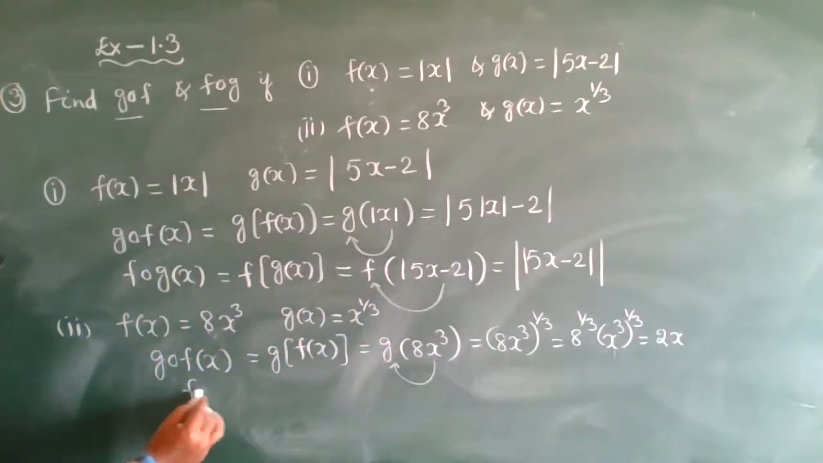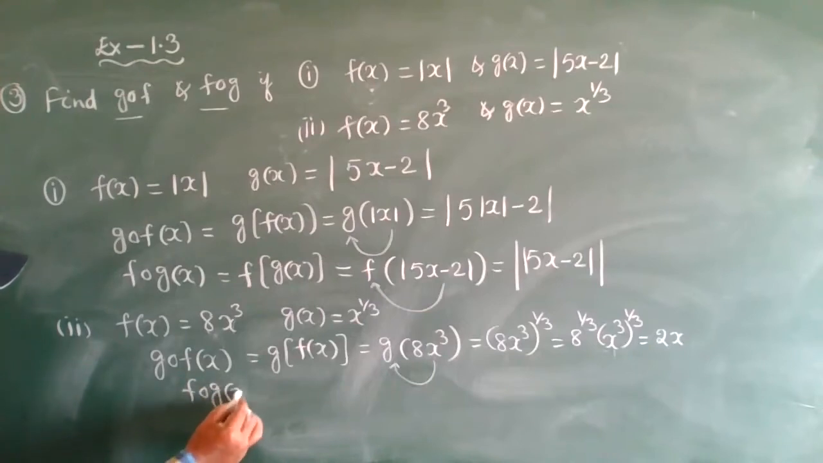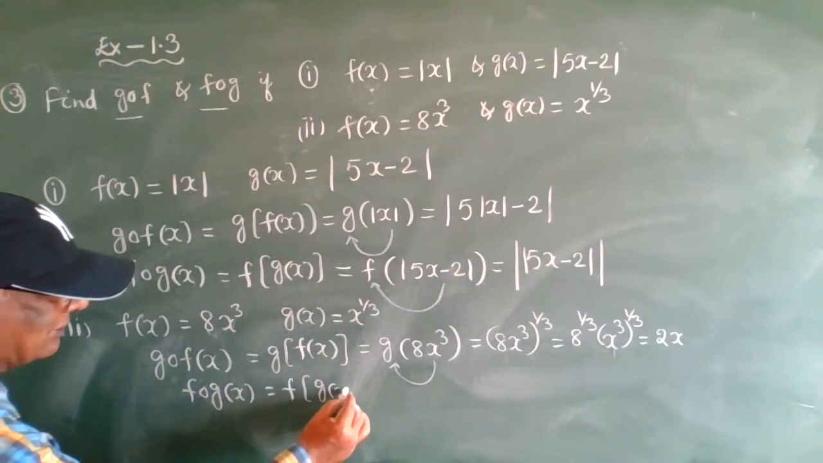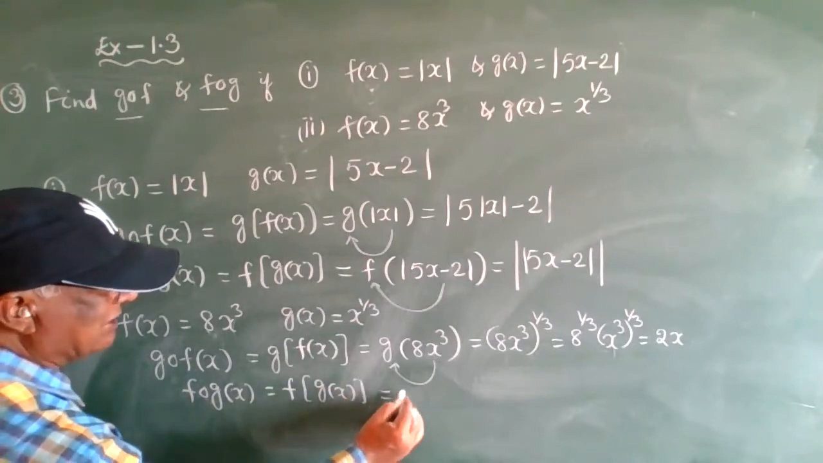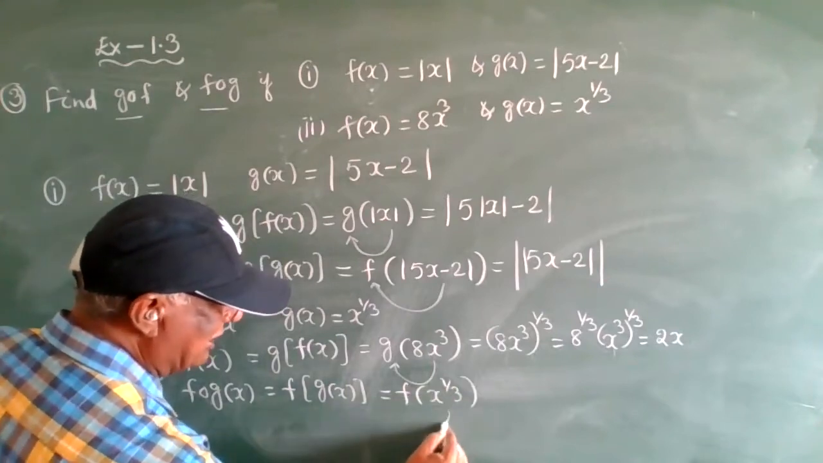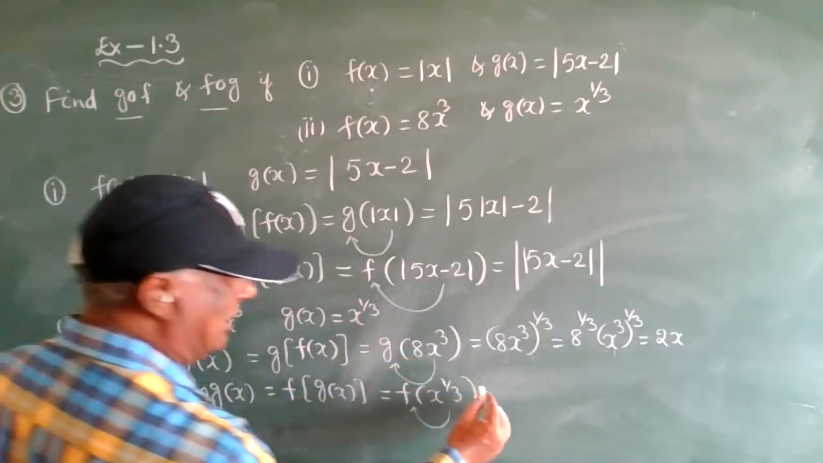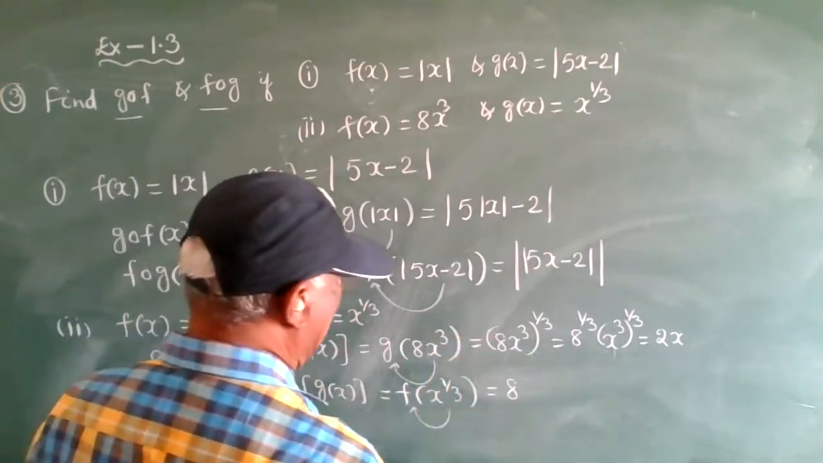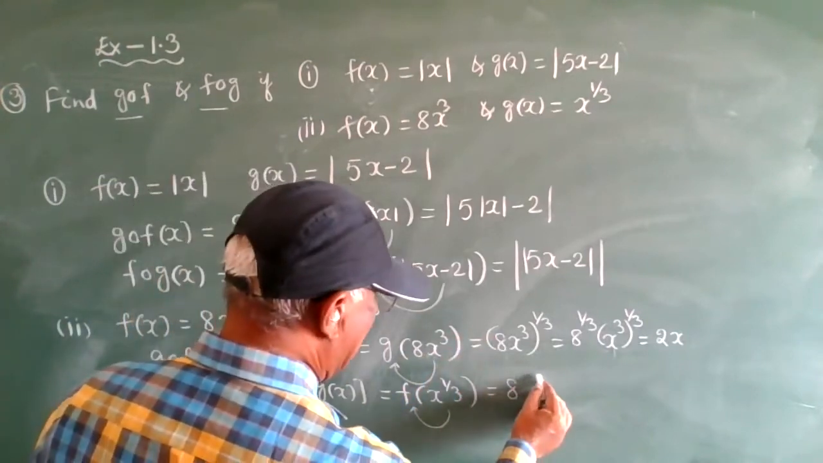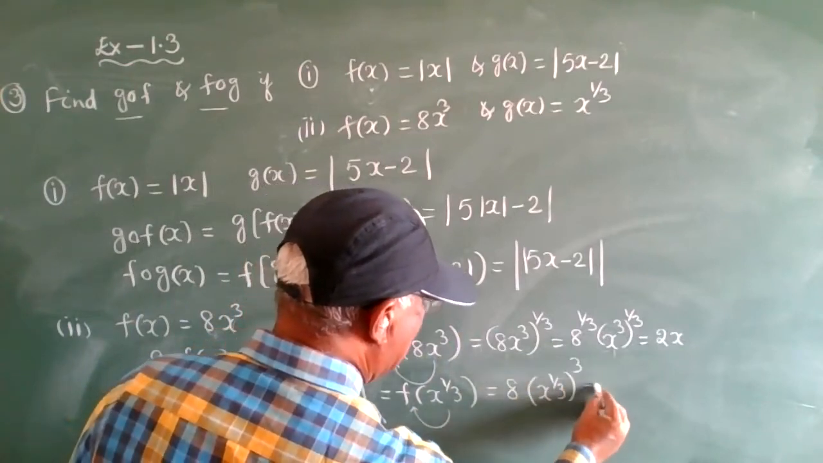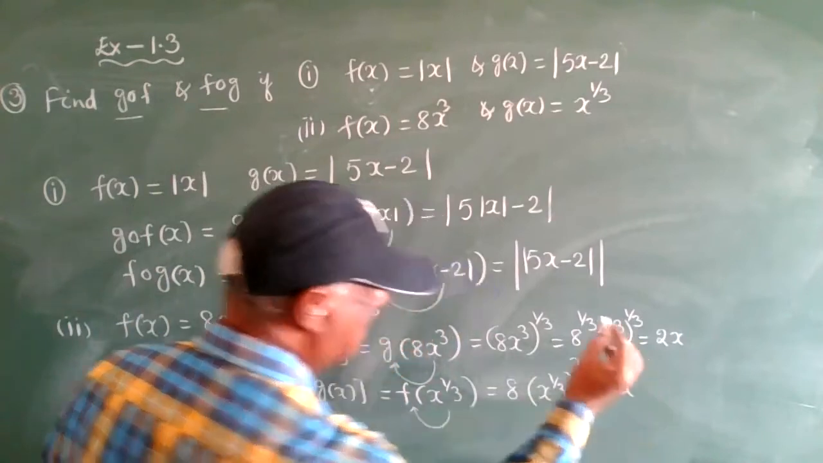Next, f circle g at x, f of g of x. What is the g of x value? x power of 1 by 3. This we substitute in f in place of x. 8 into x power of 1 by 3 whole cube. This answer is 8x. That's enough.